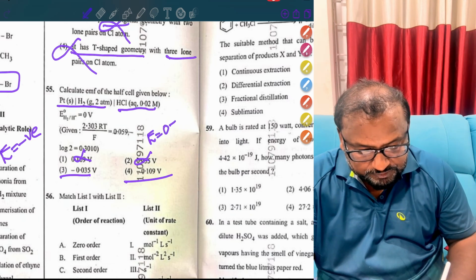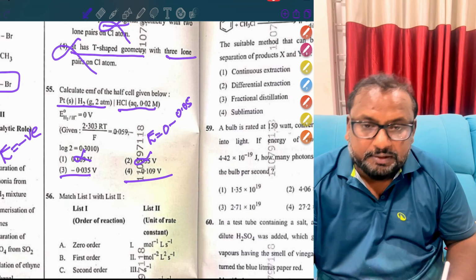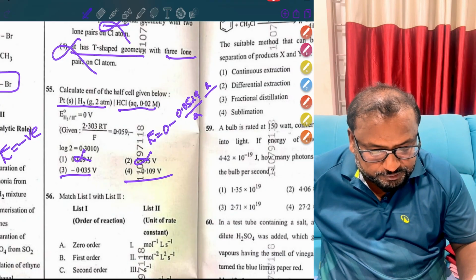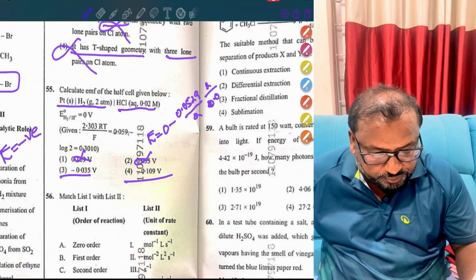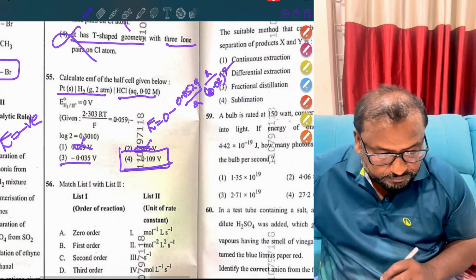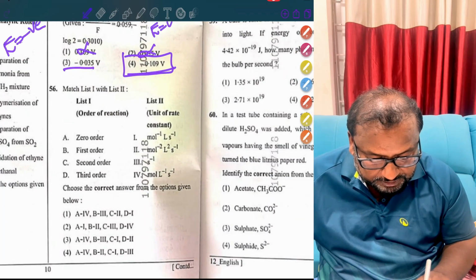So E equals hydrogen electrode potential, which is 0, so minus 0.0529 by 2 into 2 by 0.02 squared. Right? When you solve this, you will get the answer 4.